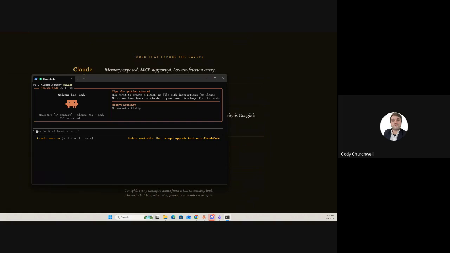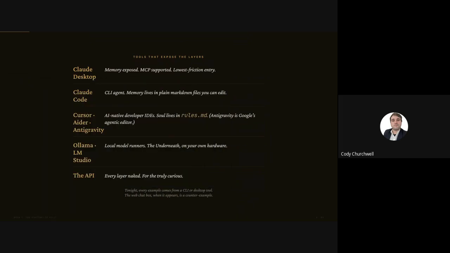And you also end up having other programs like Cursor, Aider, and Google Anti-Gravity for writing your code. You also have Ollama and LLM Studio for running models on your own laptop, and then the API itself, which is for the truly curious. Tonight, every example I will show you will come from one of these.